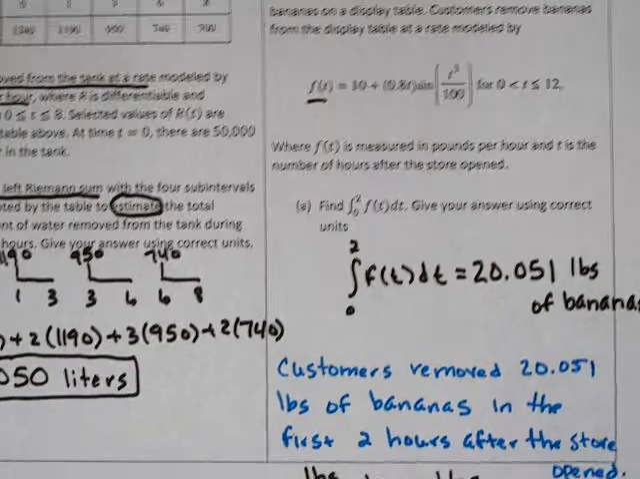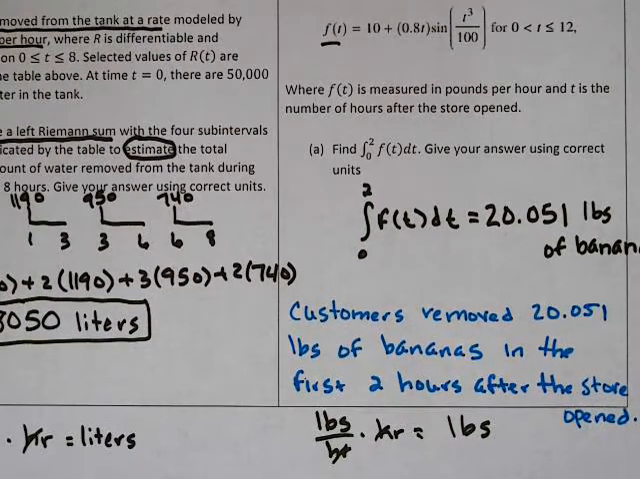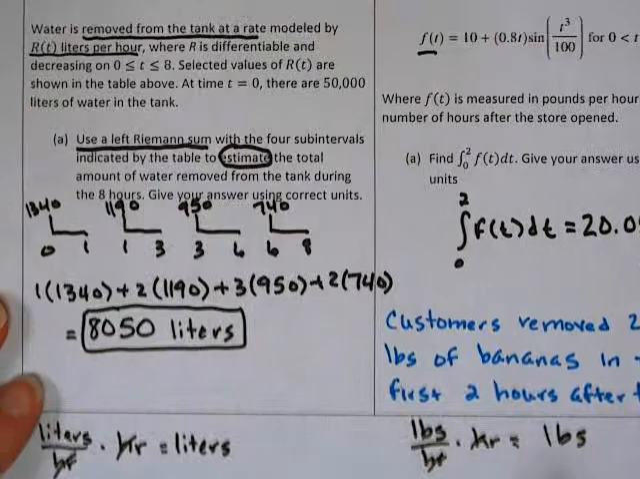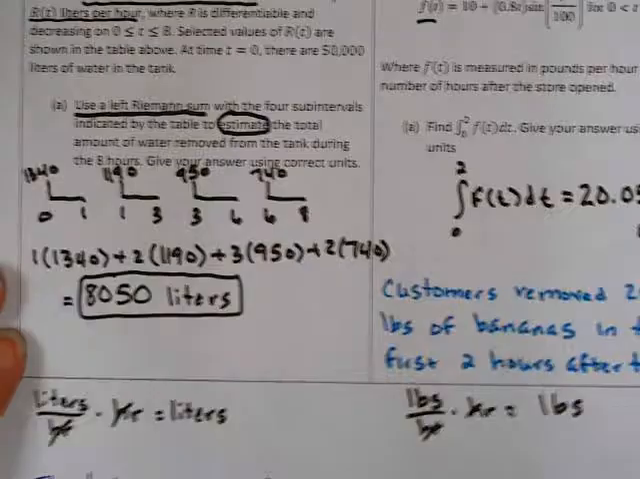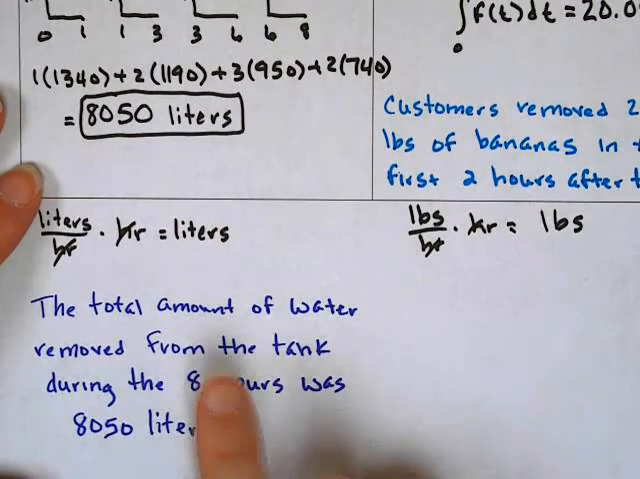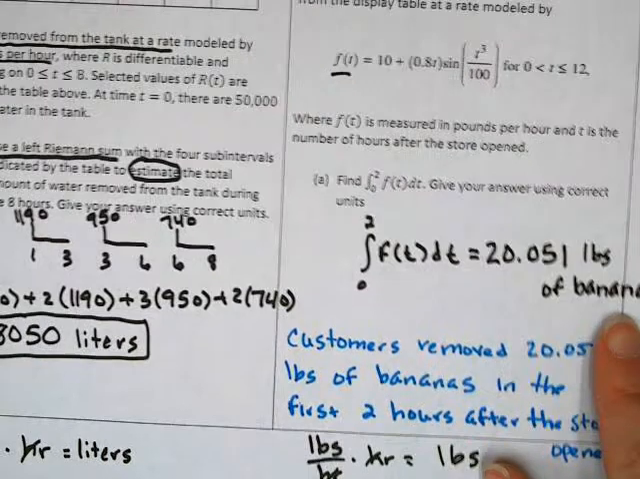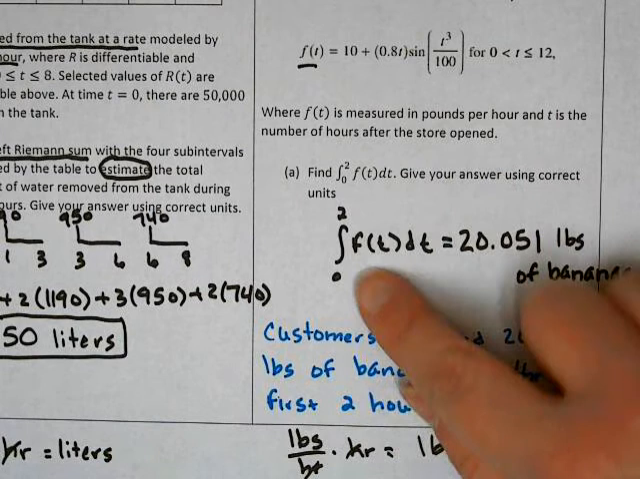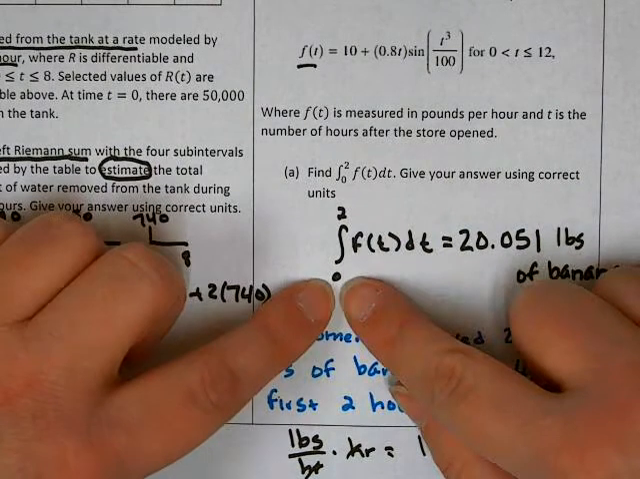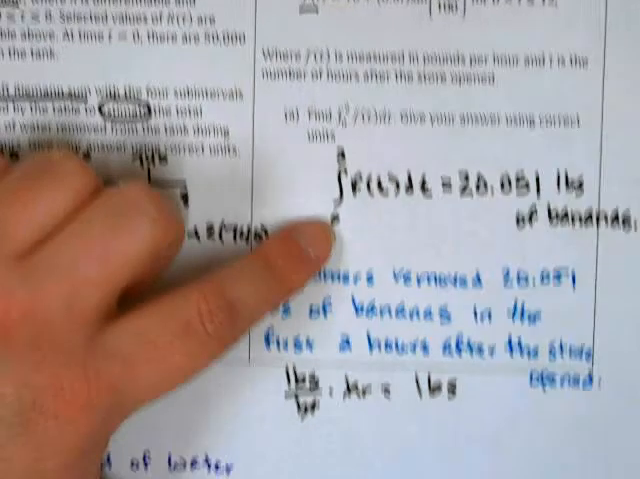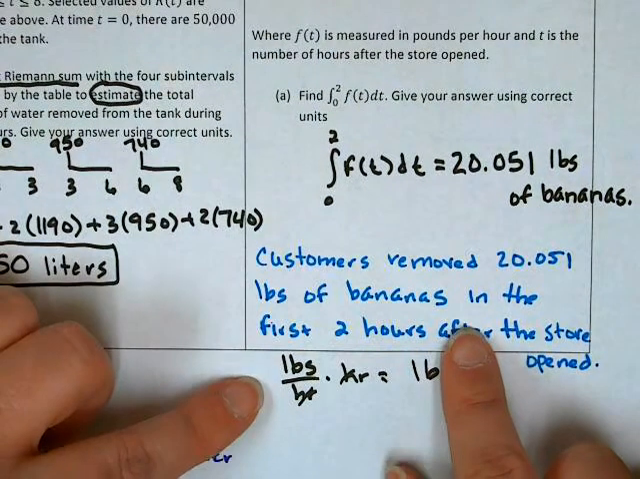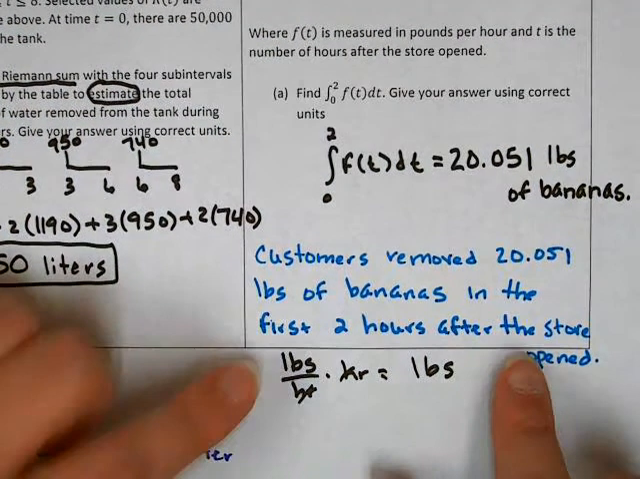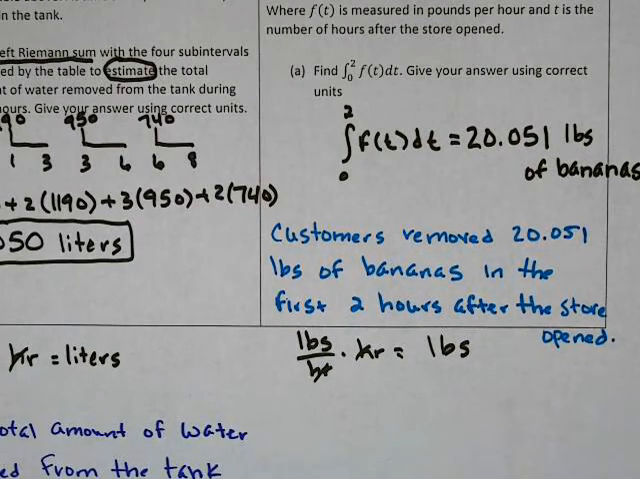So anytime they give us these problems where we have to find an integral, they give us a time frame, right? In this one, it was between 0 and 8 hours. So we had to make sure that we said in our explanation then that this happened during the 8 hours. In this one, they told us that t is the number of hours after the store opened. So to go from 0 to 2 means from the time the store opened to the first 2 hours after it opened. So when we write our explanation here, we want to make sure that we talk about that as well.